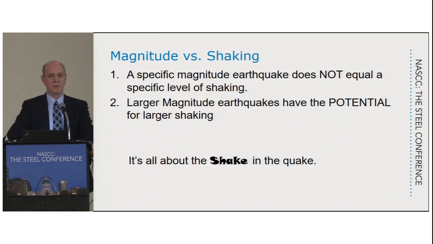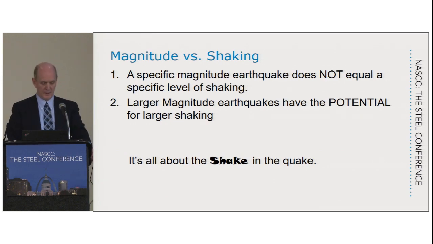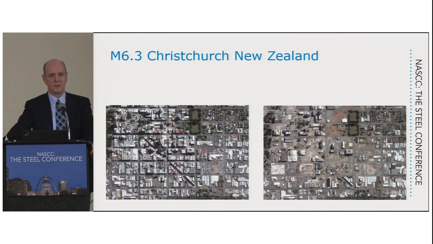So what do we know about earthquakes? Well, we know that one earthquake could be different from another earthquake in terms of shaking levels. We know that the shaking levels from the same earthquake can vary from one location to another. We know that as earthquake magnitude gets larger, there's a potential for larger shaking. But we also know that smaller magnitude earthquakes can cause high levels of shaking. And let me demonstrate that with the Christchurch, New Zealand earthquake.